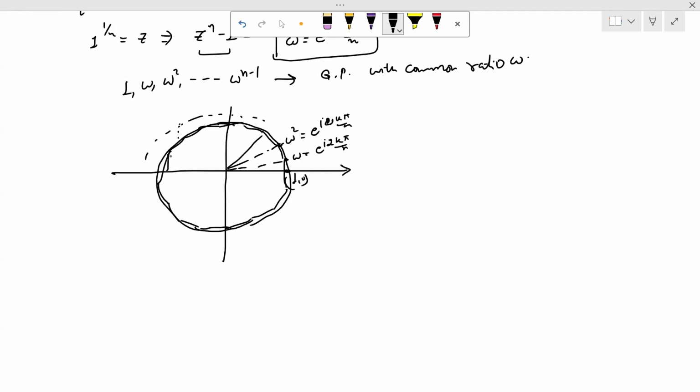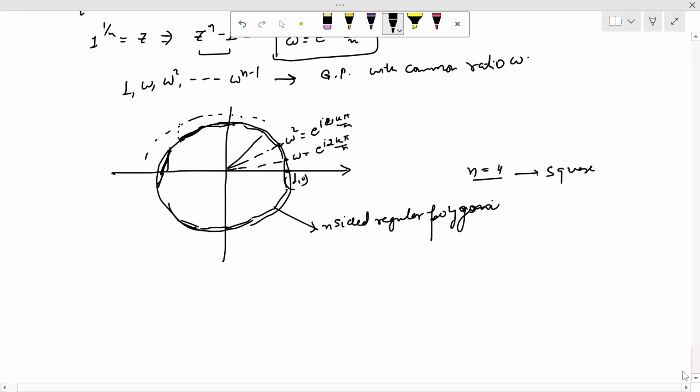So all these points would lie on the unit circle, and when joined, they are going to form an n-sided regular polygon. So if n is equal to 4, then what is a 4-sided regular polygon? Square. So this is what we have seen above.